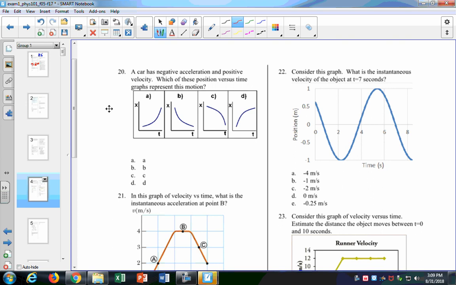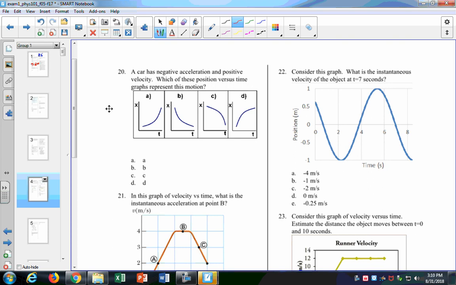Okay, let's look at this. This is a graphical analysis problem. You're going to have to do this on the test. I have 4 graphs, and I want to know which of these graphs represent the motion of a car with negative acceleration and positive velocity. So let's think about this. Positive velocity, that means that this position versus time graph will have to have what true about it? That's right. The slope needs to be positive.